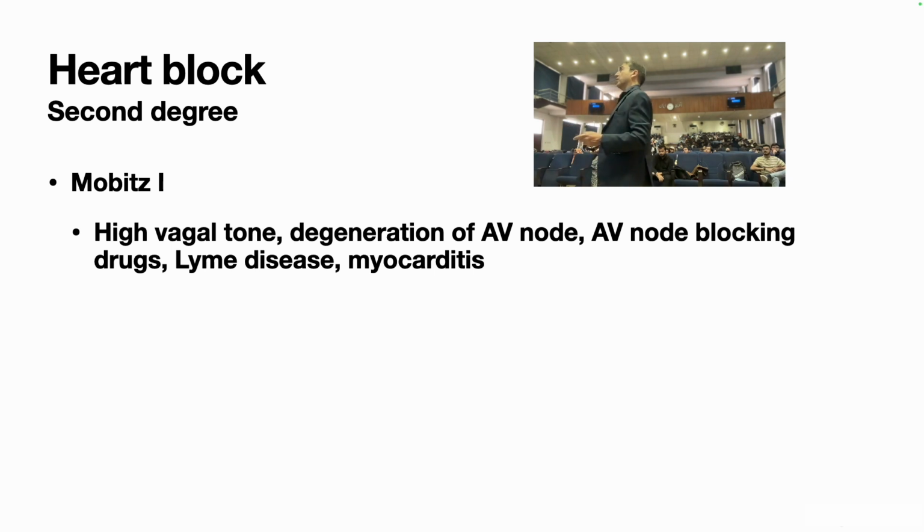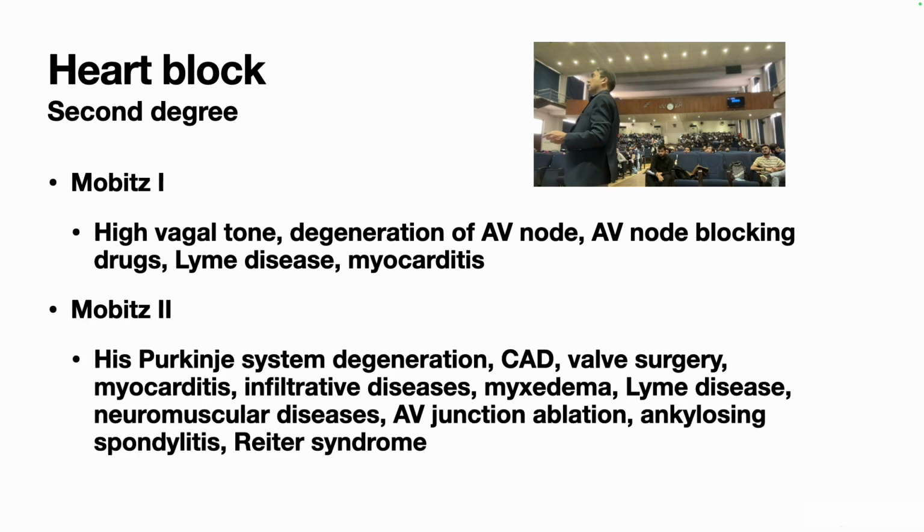Mobitz 1 is because of high vagal tone, degenerative disease of the AV node, AV blocking drugs, Lyme disease, myocarditis. Mobitz type 2: His-Purkinje system deterioration, coronary artery disease, valvular surgery, myocarditis, infiltrative diseases, myxedema, Lyme disease, neuromuscular disorders, AV junction ablation, ankylosing spondylitis, Reiter syndrome.